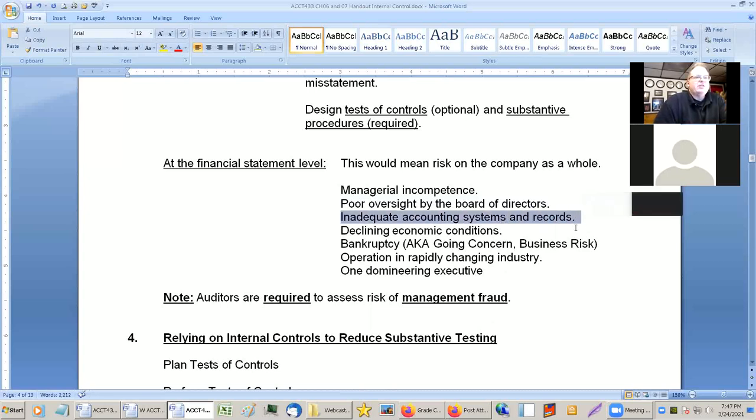Inadequate accounting systems and records. A lot of times you'll have this when companies are growing. When companies are growing, they'll be using some antiquated accounting system that is clearly not for a company their size. It's not unusual at all to have that happening. And when that happens, at some point, a lot of times you start to run into problems with them.